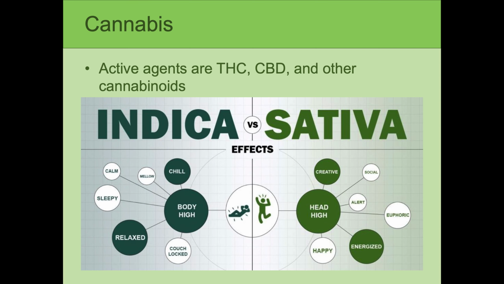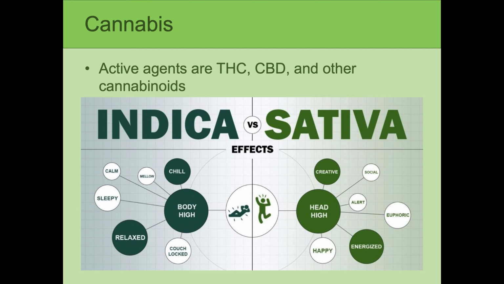There are two major types of cannabis, or two major strains of cannabis. That's indica and sativa. Now, these have different effects based primarily on the combination of THC, CBD, and other cannabinoids they have. If we look at sativa, this is usually what is termed as the head high. This is more CNS stimulating. It has a higher THC ratio.